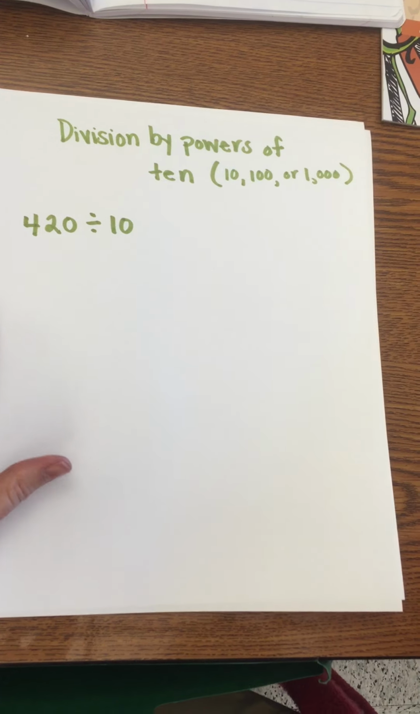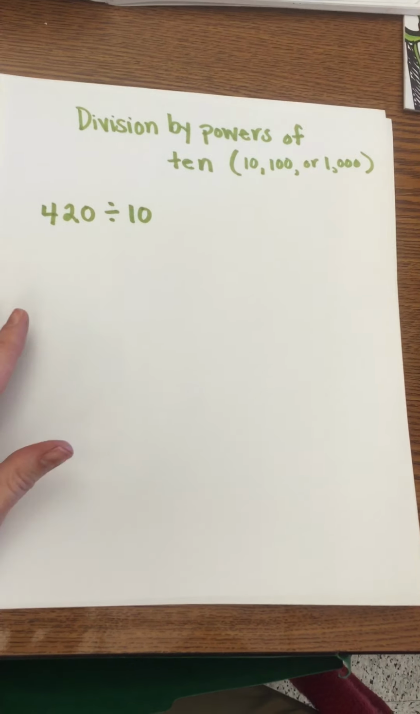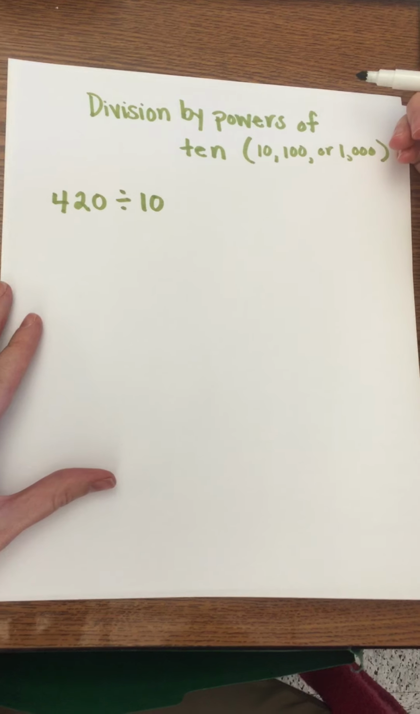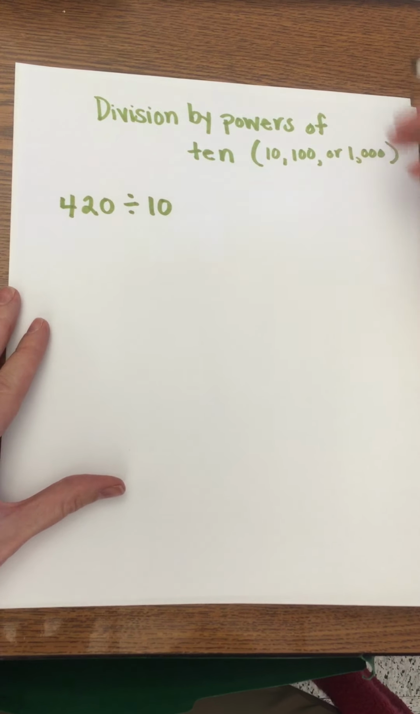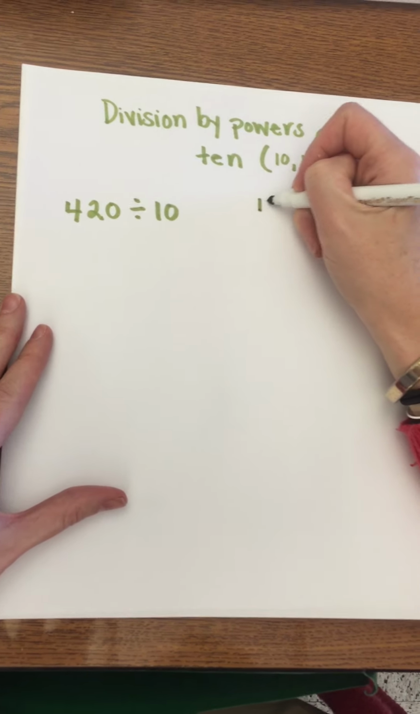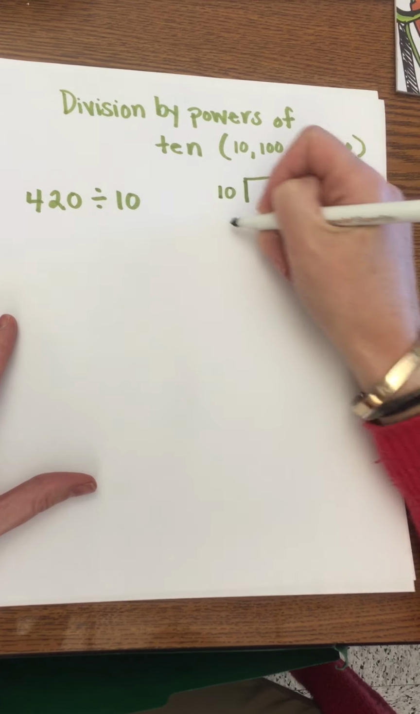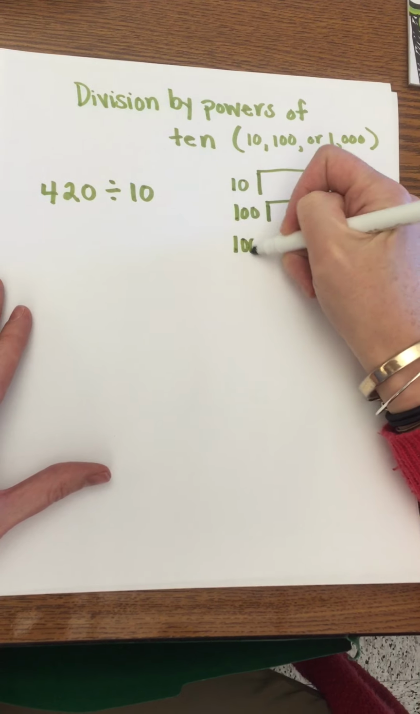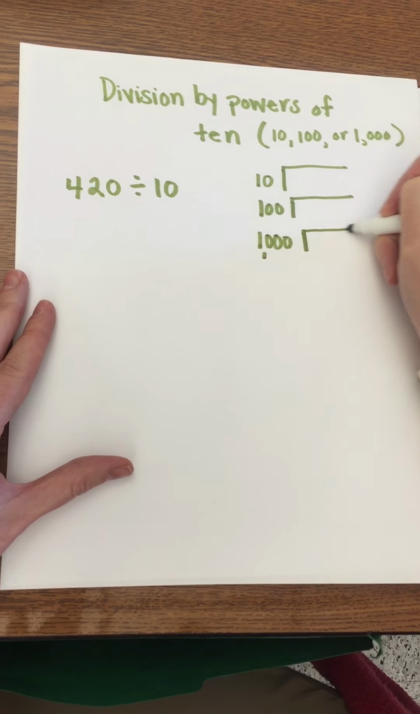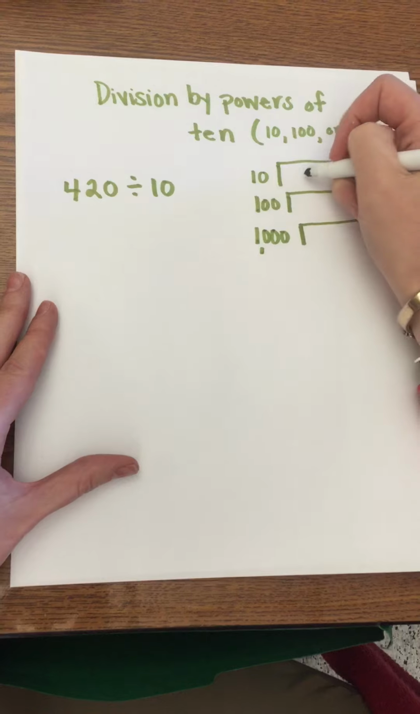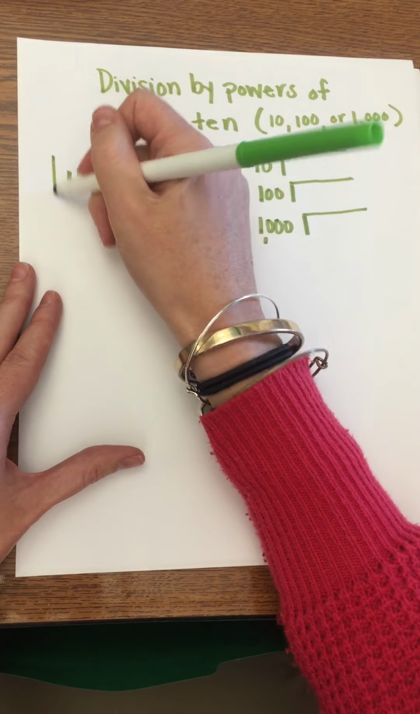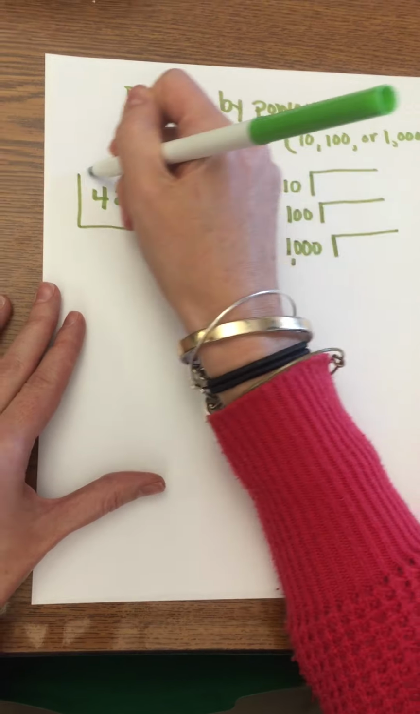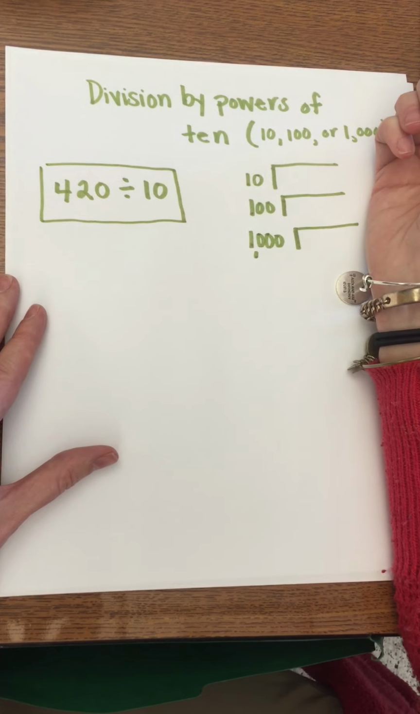Okay, so today we're going to look at division by powers of 10. When I say division by powers of 10, I mean that your divisor will be either 10, 100, or 1,000 when dividing. So our first example is 420 divided by 10.